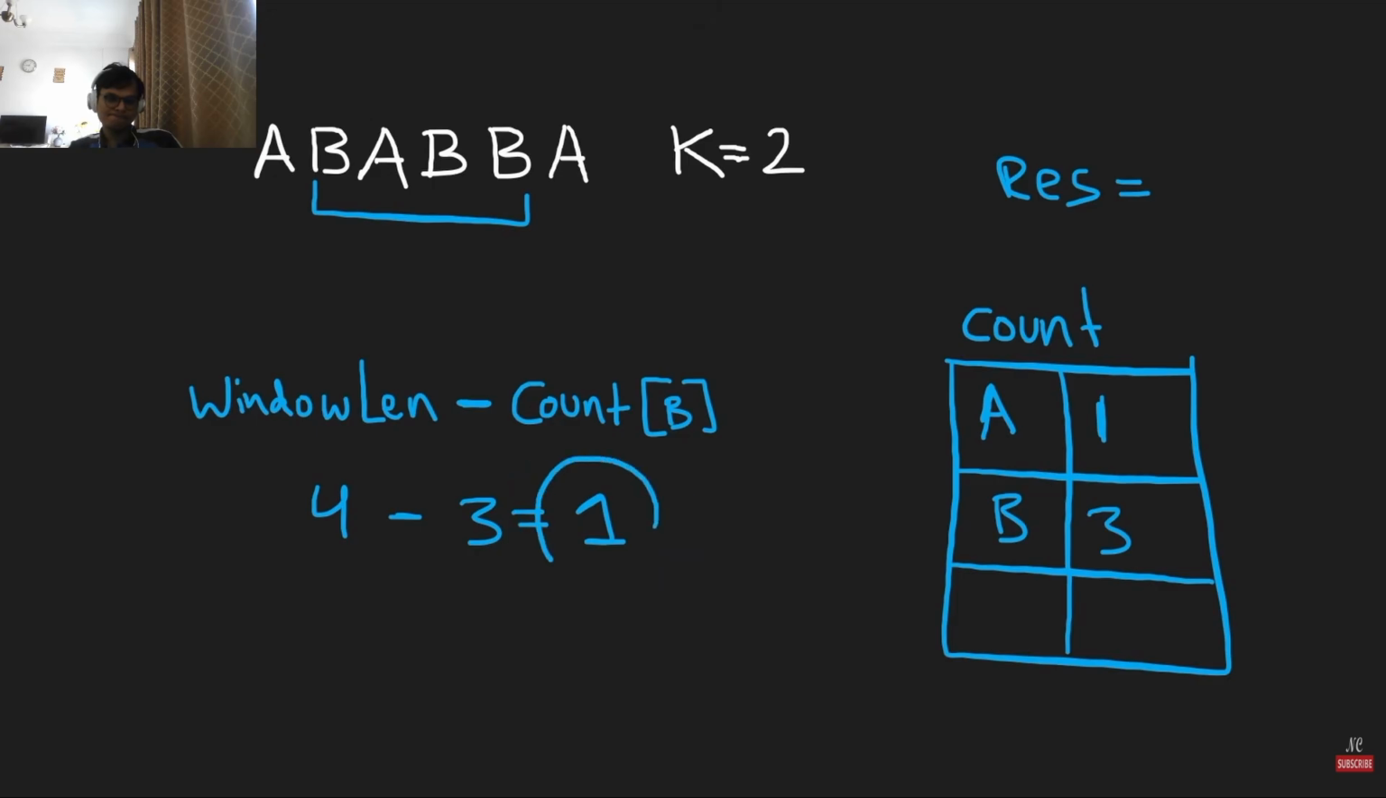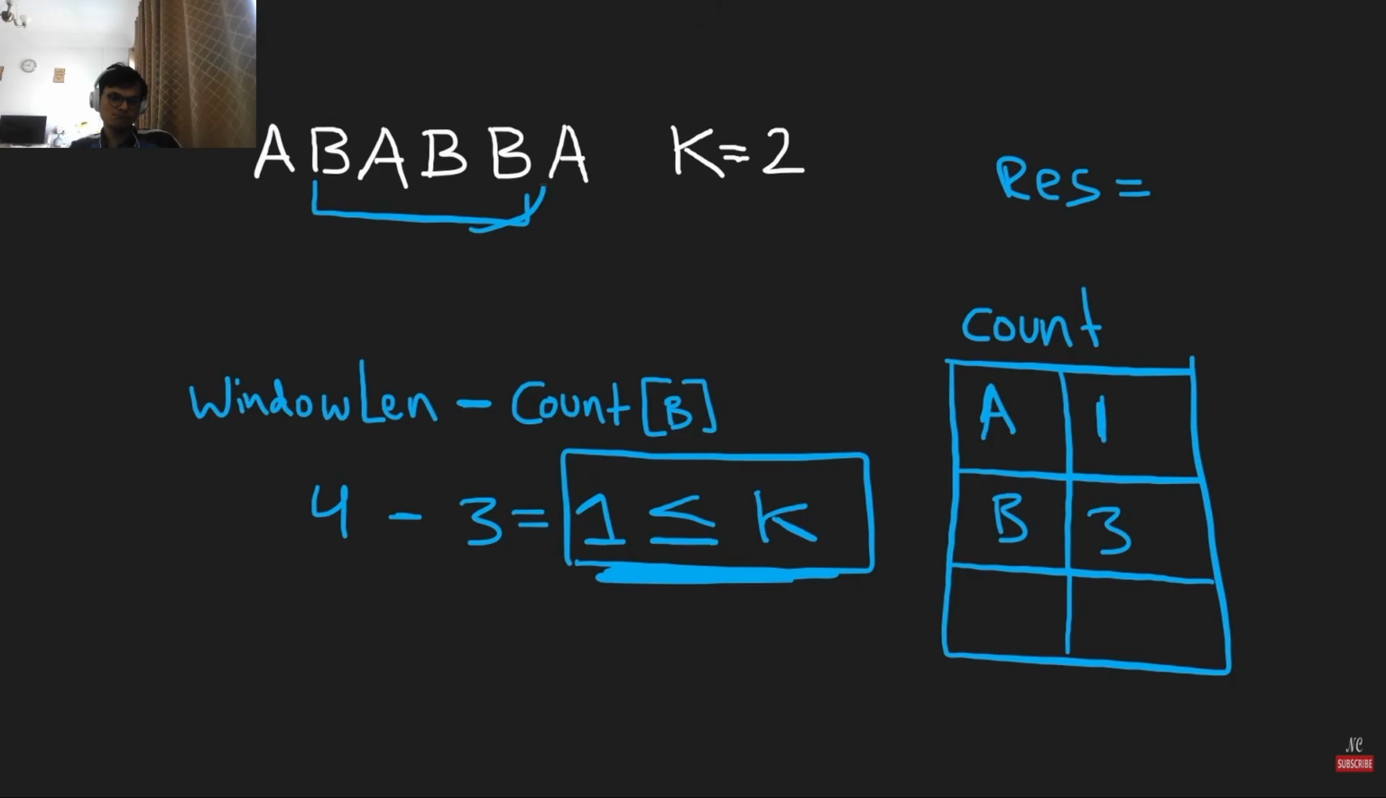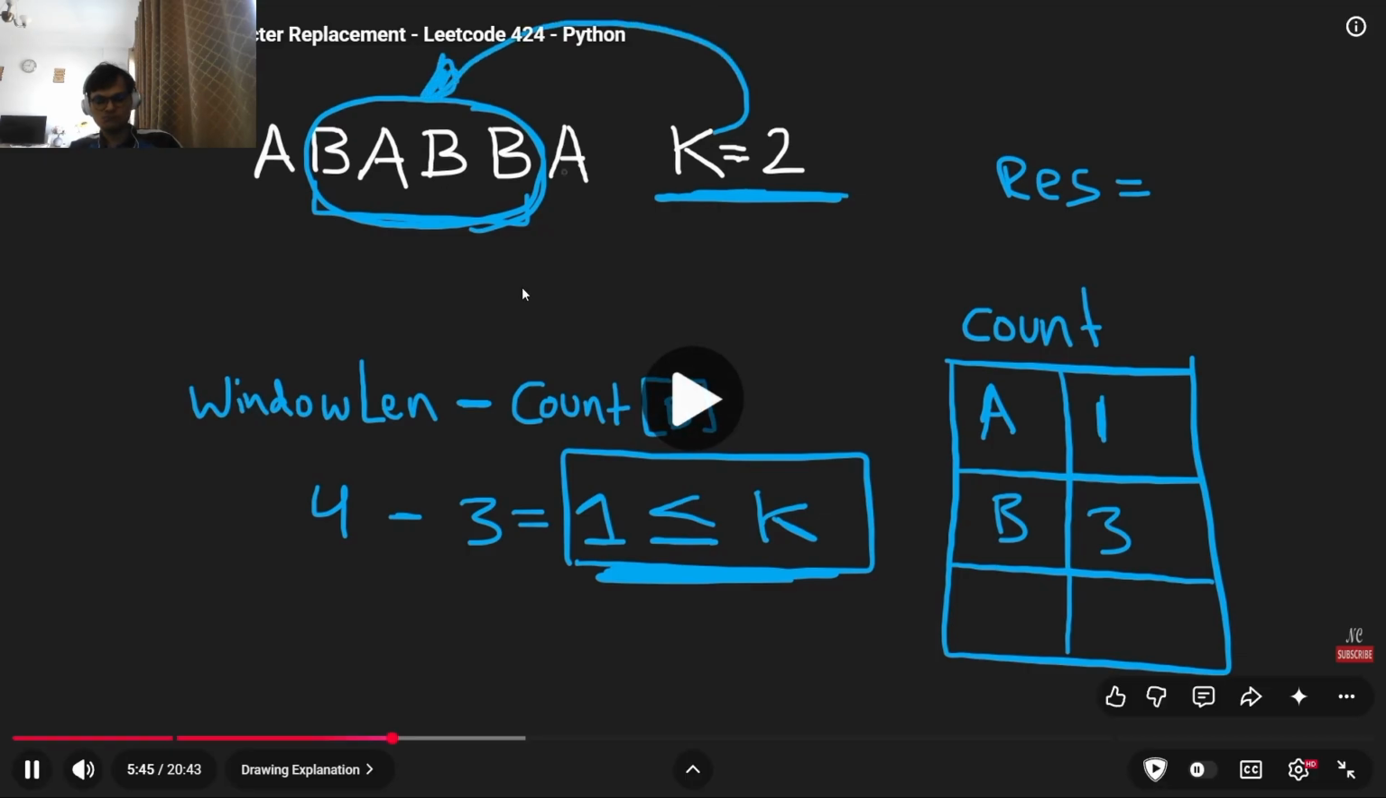How do we know if we have enough replacements to replace 1 character? Well, of course, that's our input parameter k. So what we're confirming here is that this value is less than or equal to k. As long as this condition is true, that means our current window is valid. That means we have enough replacements to make those replacements in our current window. So this is the main condition that we're going to be checking.